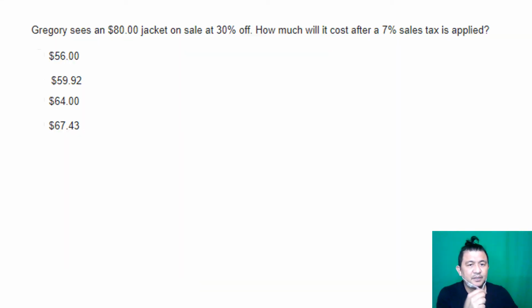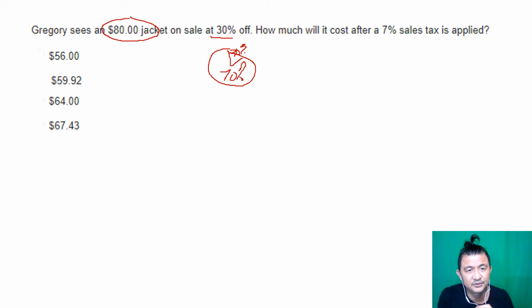Now let's try this problem using the shortcuts. Okay, let's start. Gregory sees an $80 jacket on sale at 30% off. How much will be the cost after 7% sales tax is applied? All right, so let's start solving for this. The jacket on sale at 30%. Let's use the shortcut. Take away the 30%. So we're just paying 70%. All right, so let's multiply these two. That's going to be 0.70 to the left times 80.